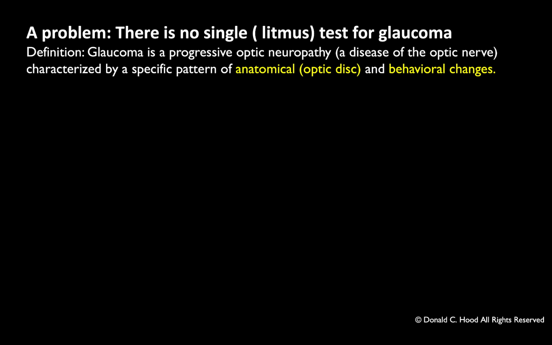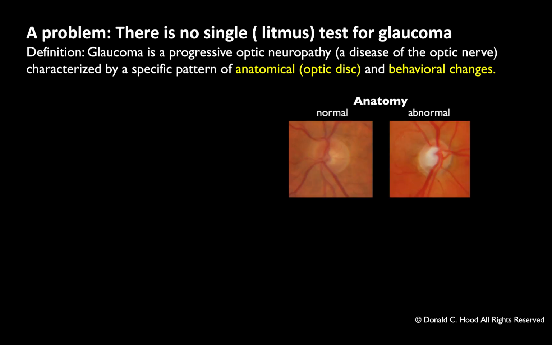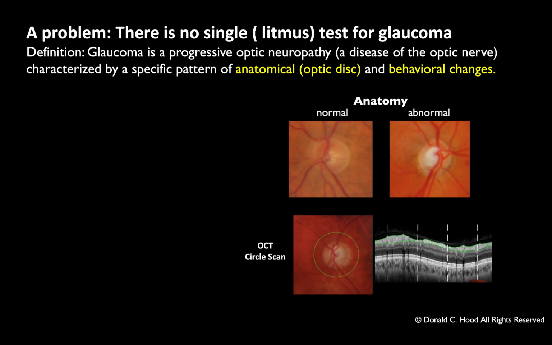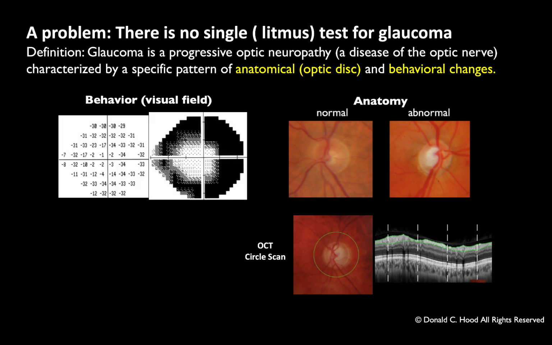Well, another thing I want to remind you of is that there's no single litmus test for glaucoma. That is, glaucoma is traditionally defined as a progressive optic neuropathy, that is a disease of the optic nerve, that's characterized by a particular pattern of anatomical, historically anatomical meant fundus exam, and maybe with a fundus photo. Increasingly, it's becoming associated with OCT as well as a fundus exam, whereas behavioral changes refer, at least for the last 20, 30 years, to visual fields from automated perimetry.